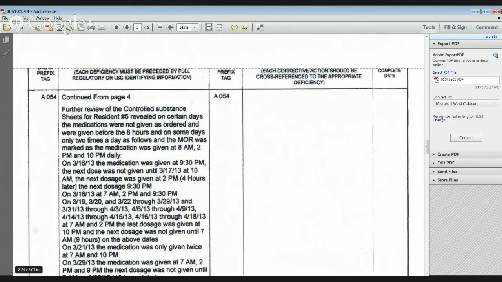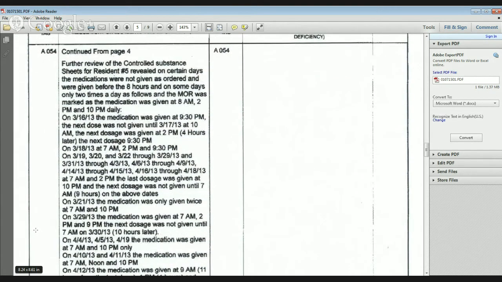Yeah, they did it again, so it was given at 10 p.m. and then the next dose was not given until 7 a.m. 9 hours. Okay. So yeah, they were checking all this stuff.